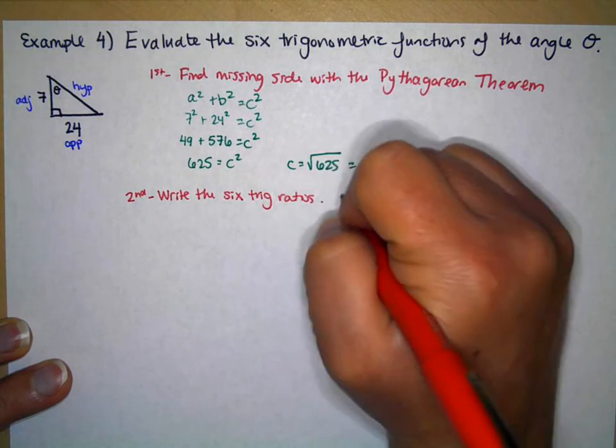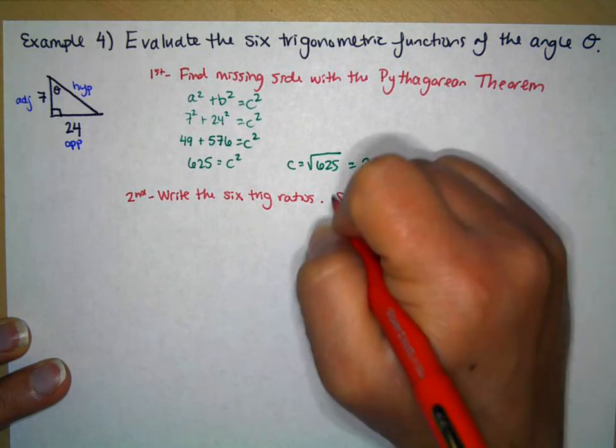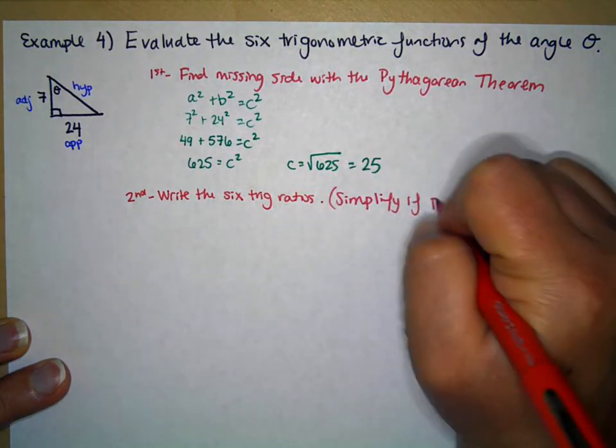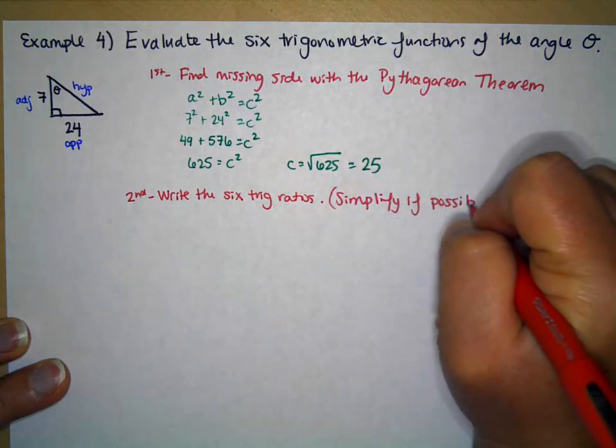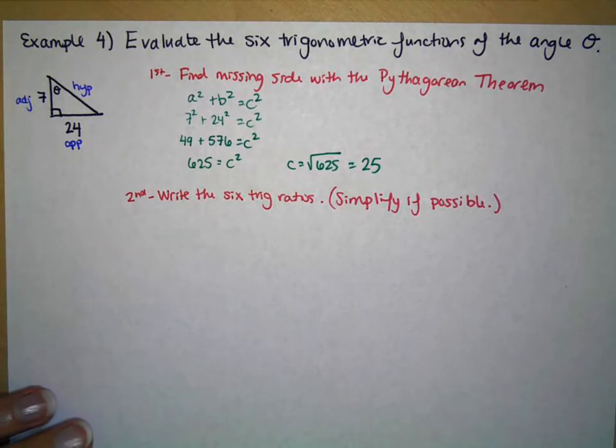We do want to simplify those fractions if possible. So for example, not that it matches these numbers here, but if you had gotten the fraction 2 over 4, you should simplify that to say that's 1/2.